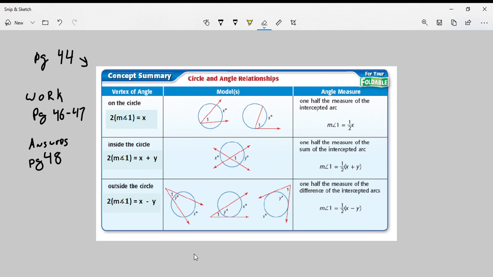This information we're talking about is on page 44. These notes right here are on page 44. Your work is on pages 46 and 47. I believe it's labeled day 5 homework, and the answers to those questions are on page 48. So you should be able by the end of today to complete any of the questions on pages 46 and 47.